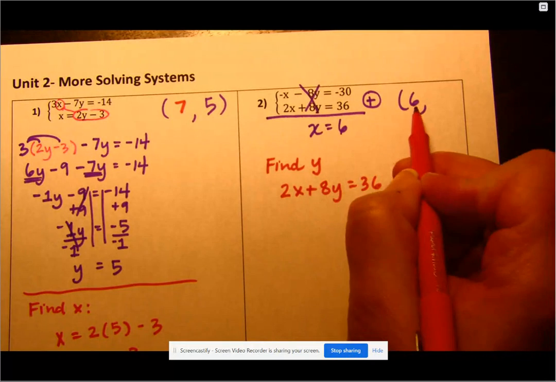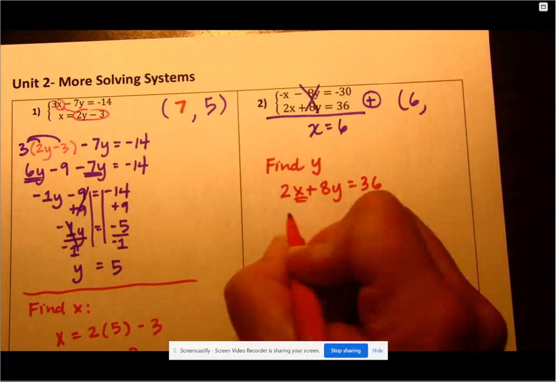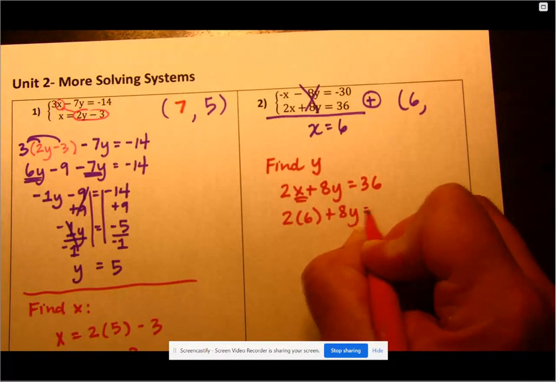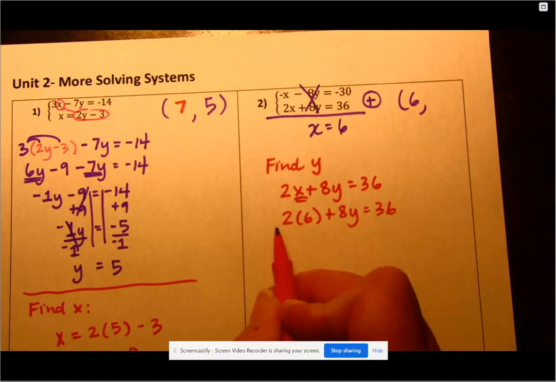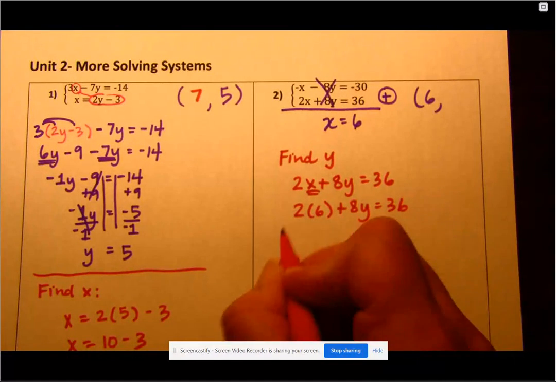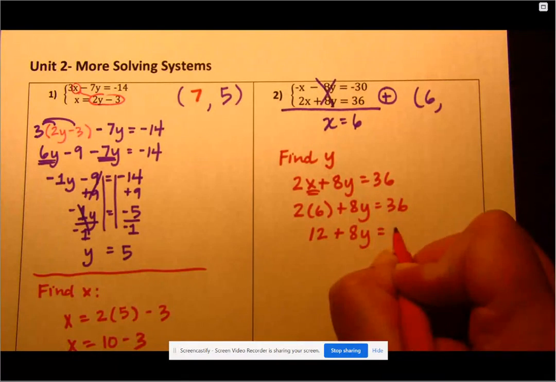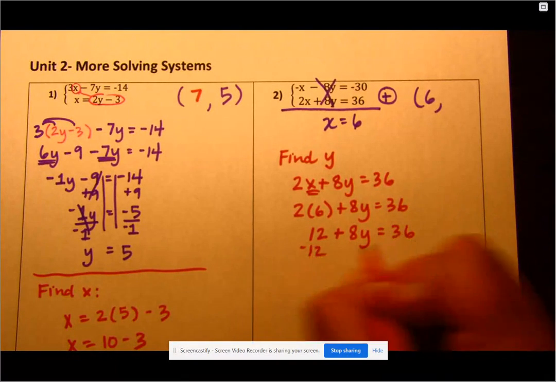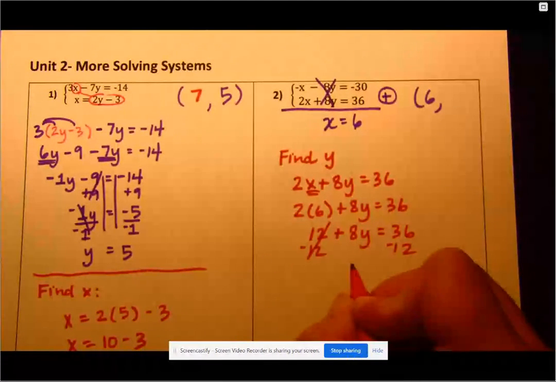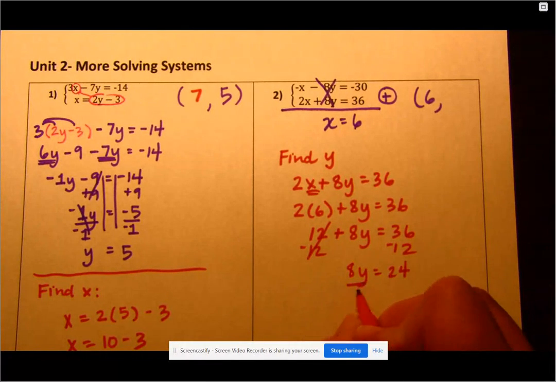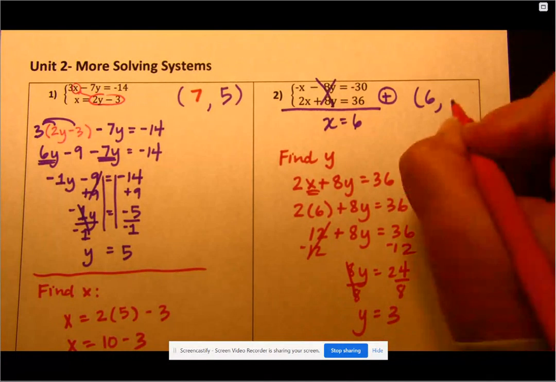I'm going to plug in 6 for my x value. Okay, and then I'm going to work it out and solve it for y. So I have 12 plus 8y equals 36. Now we get to solving it. So much fun. 8y equals 24. And that is y equals 3.